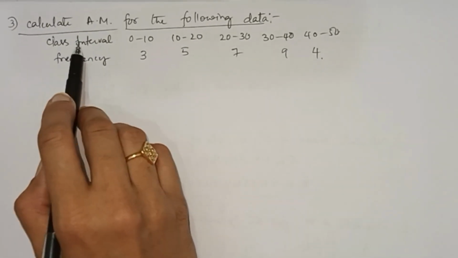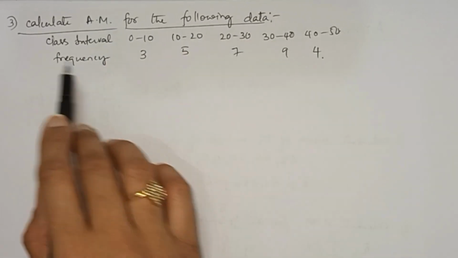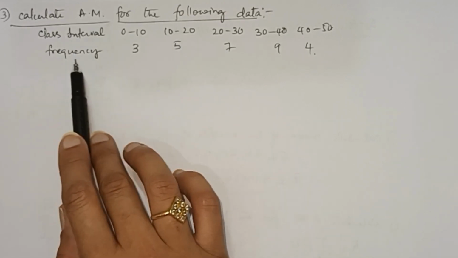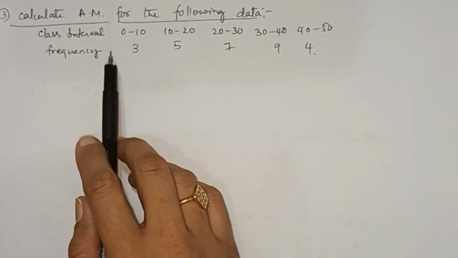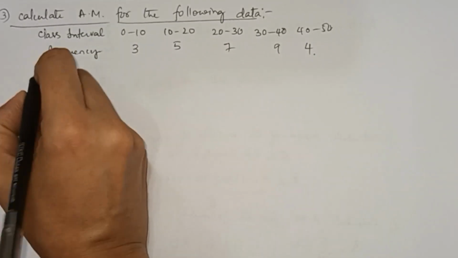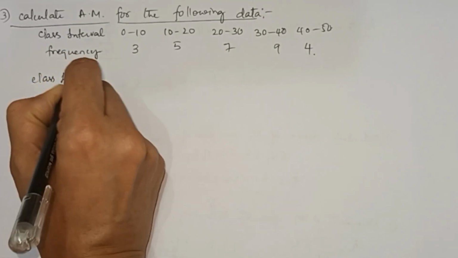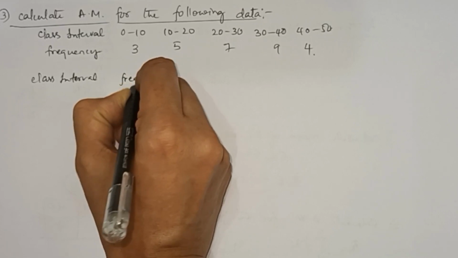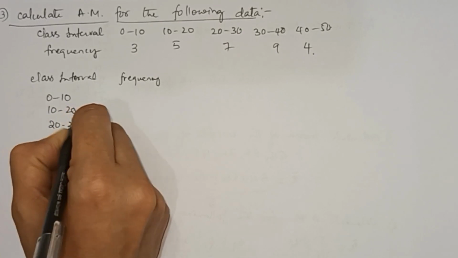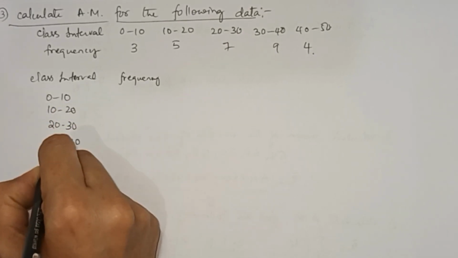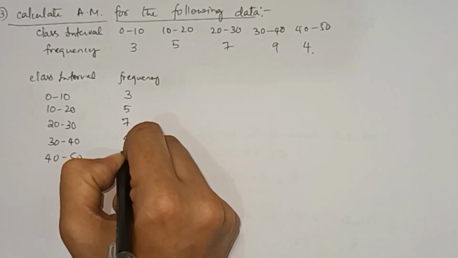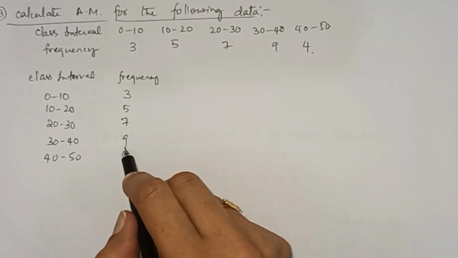Now take up one more problem. Calculate arithmetic mean for the following data. This is the given data. Now look at the data and identify its type: class interval and frequency are given. Therefore, this is continuous data or grouped data because class interval is given. Class intervals are 0 to 10, 10 to 20, 20 to 30, 30 to 40, 40 to 50. Frequency is given 3, 5, 7, 9 and 4. For continuous data, always frequencies will be given.